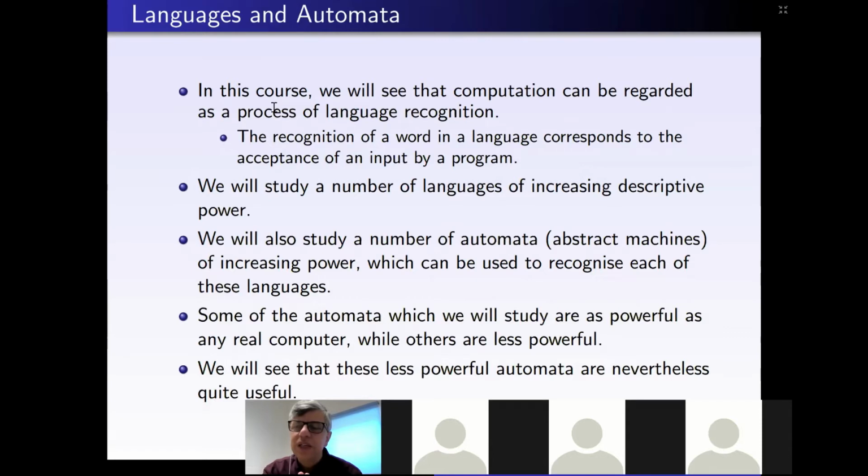So in all these things we are faced with three different things: the languages, the machine, and the grammar. We have a language. In this course, we will see that computation can be regarded as a process of language recognition. For a machine to do a computation on something, language is a very important thing. A language itself consists of words, and the recognition of a word in the language corresponds to acceptance of an input by the program.